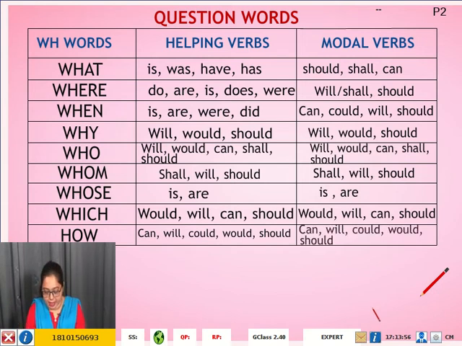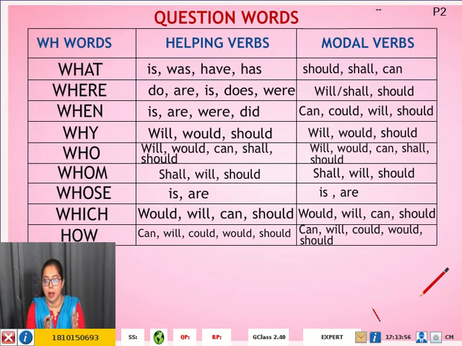Next you see the WH word how. With the WH word how, we are using the modal verbs can, will, could, would, and should. So now I hope you have understood what WH words are, what helping verbs are, and what modal verbs are. WH words are the words which are used in questioning. The examples are given here: what, where, when, why, whom, whose, which, and how.